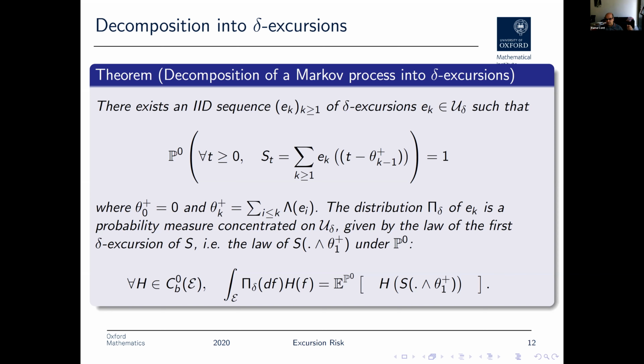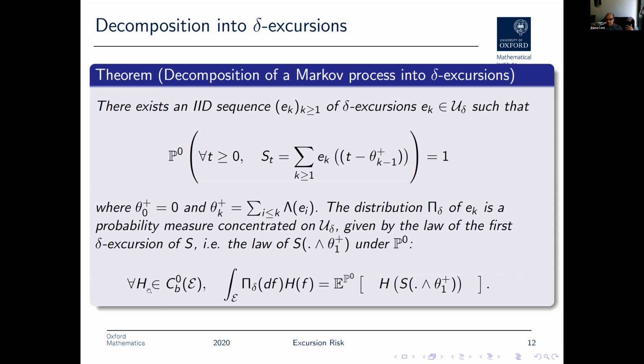So what is the law of the first delta excursion of S? Well, you start S from 0, so it's P0, according to the Markov notation. So you start S from 0, and then you let S go until it reaches the stopping time θ1 plus. What's θ1 plus? It's the one we defined yesterday and the day before. It's the first time it reaches 0 after having reached delta. So we stop it at this time. So the law of this stopped process under P0 is what we call the law of the first delta excursion. So this is pi delta.